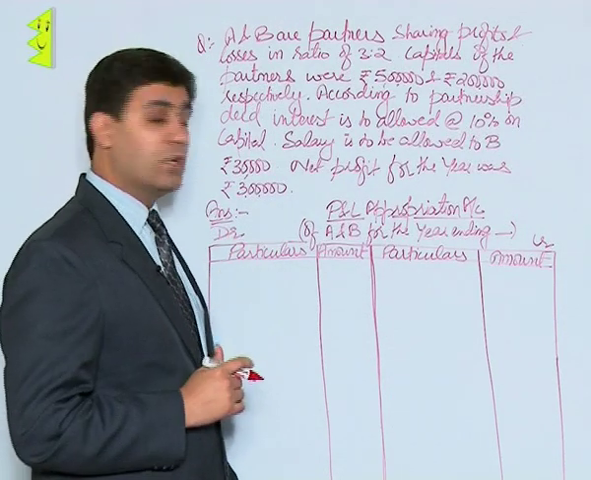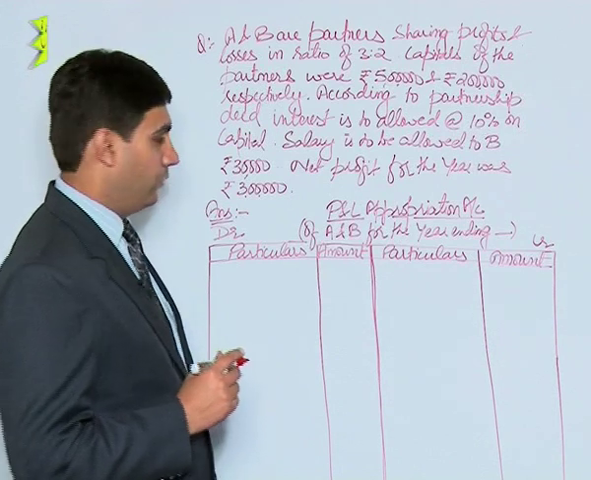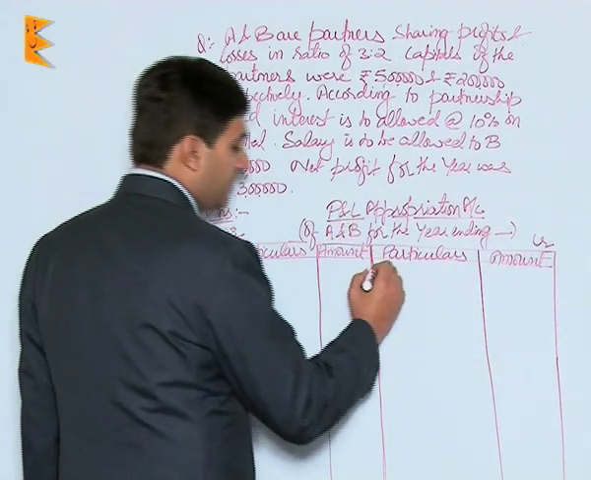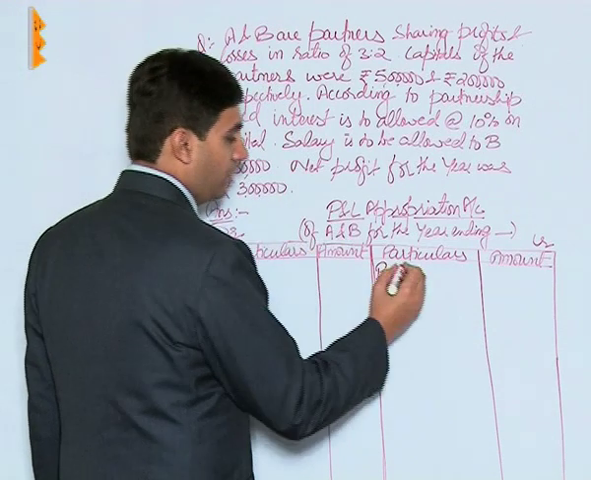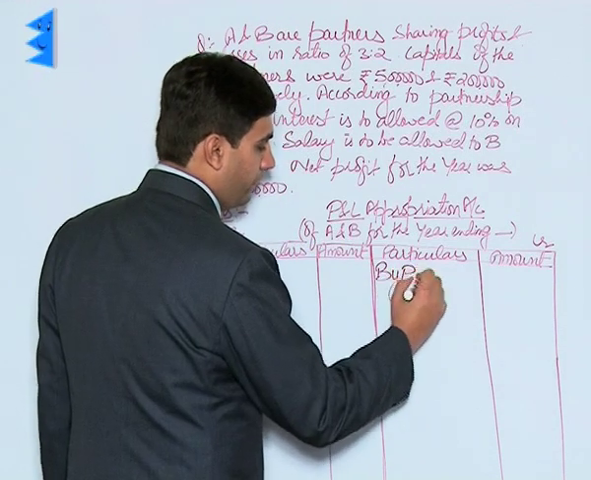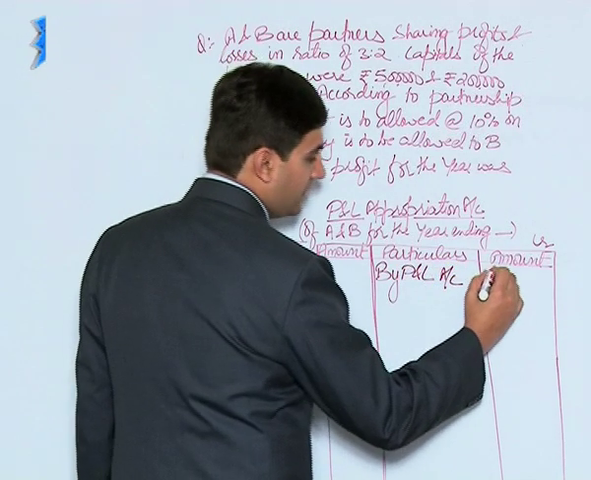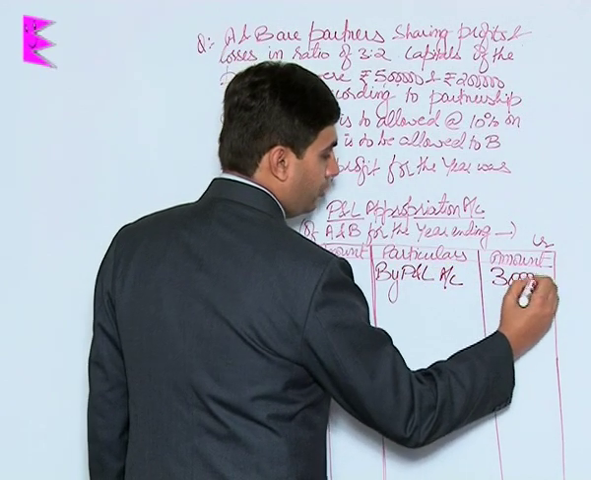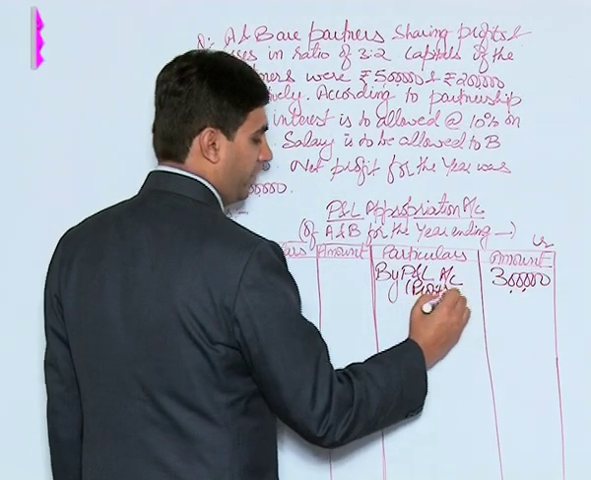Since per month etc. is not given, it would be treated as annual salary. Net profit for the year was 3 lakh. We are required to prepare the P&L appropriation account. So now students, in this case, we will transfer this net profit onto the credit side of the profit and loss account. That is profit of rupees 3 lakhs. This is the net profit.